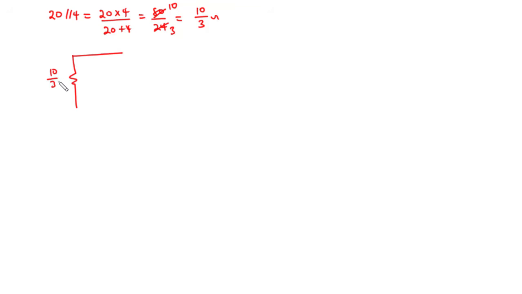That is 20 parallel 4, that is 20 times 4 over 20 plus 4. Now this becomes 80 over 24. 8 goes here 3 times, 8 goes here 10 times, so that is 10 over 3 ohms. So we can redraw the circuit such that we have this to be 10 over 3 ohms.